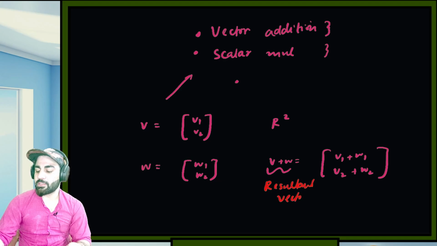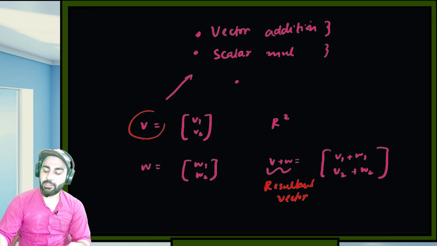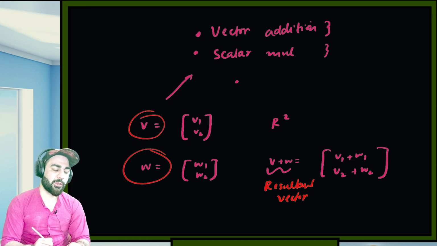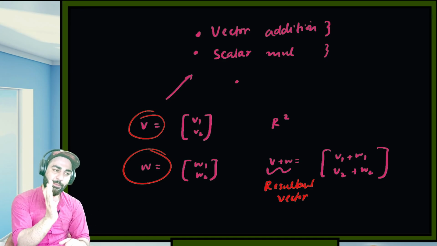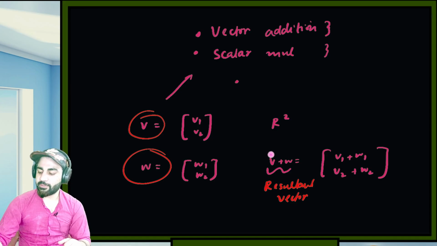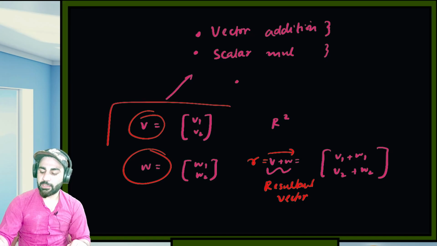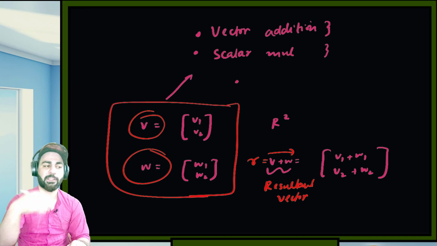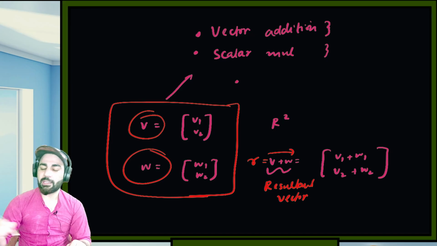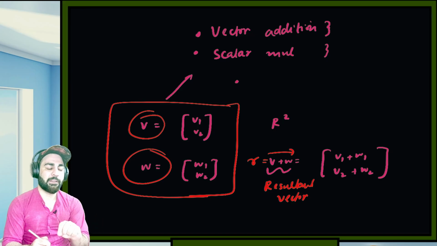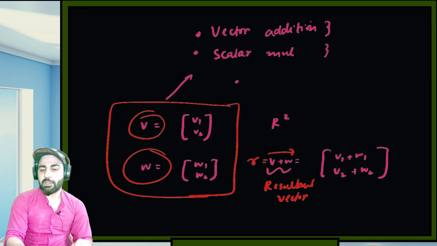Just to remind you, what is the resultant vector? Whatever effect these two vectors produce, they have produced some effect. Initially v produced some effect and then w produced some effect. So this vector over here, the resultant vector, which I'll call r, will produce that effect independently. Whatever effect these two vectors produce one after the other, the resultant vector produces that effect independently. And we saw different properties of this vector addition.